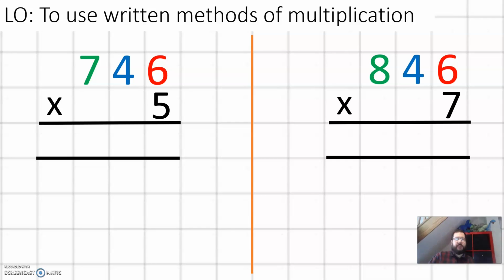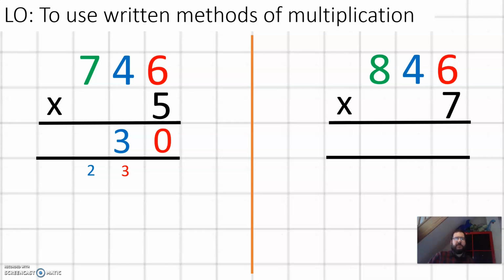So we start off with 5 times 6, which is 30. Obviously, we can't have 30 in the ones place value, so the 0 stays in the ones place value, and the 3 carries across to the tens place value. Then we do 5 multiplied by 4 tens, which would have given us 20 tens, but because we've already carried 3 across, we have to add them on, which gives us 23 tens. And again, the 3 stays in the tens place value, and the 2 carries across to the hundreds place value.